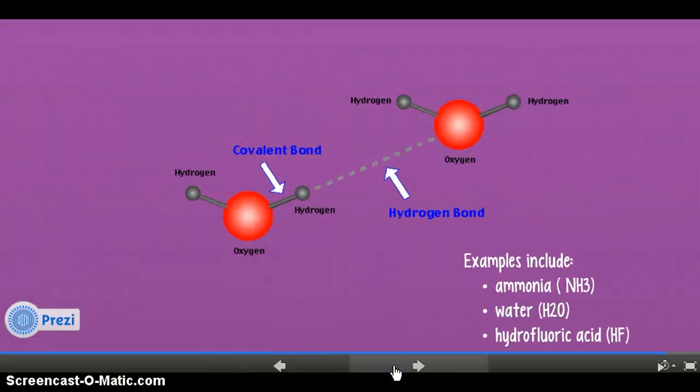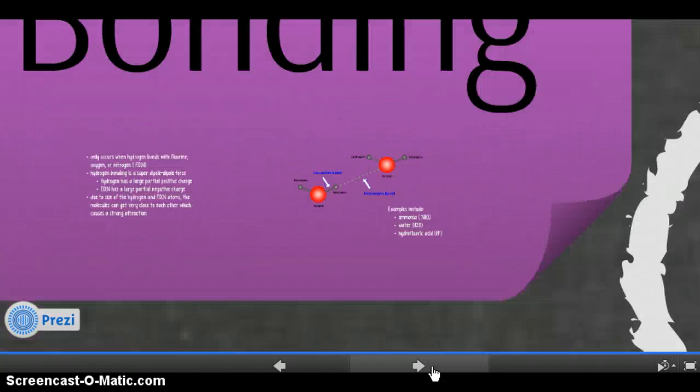And this is a diagram showing the hydrogen bond. It is more of an attraction sort of thing going on between these two water molecules, the oxygen being the partial negative and the hydrogen being the partial positive. Some other examples are ammonia and water like we see here, and then hydrofluoric acid.